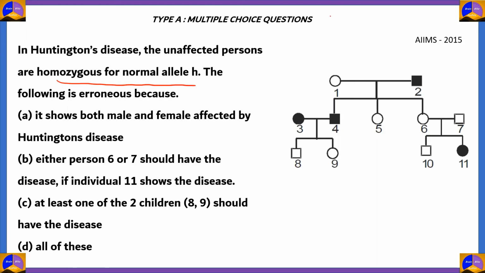So Huntington's disease has the characteristic of being autosomal dominant. That means for the gene containing Huntington's disease, it is dominant. So when it is dominant, it is affected, and the unaffected have the small h, which means it is recessive.